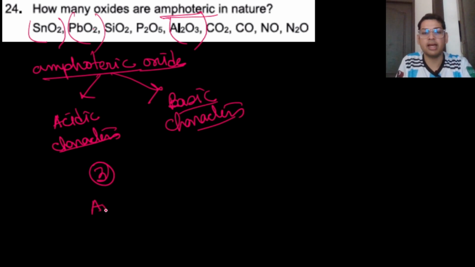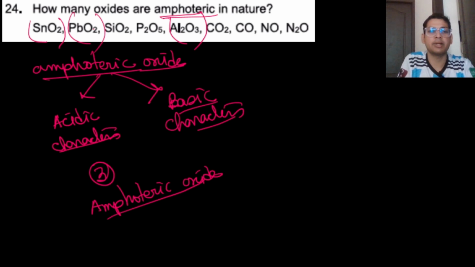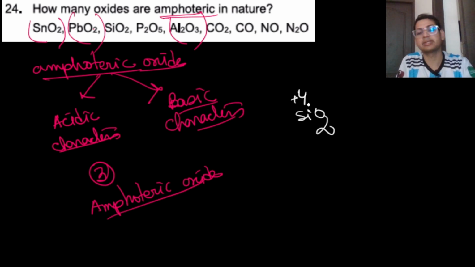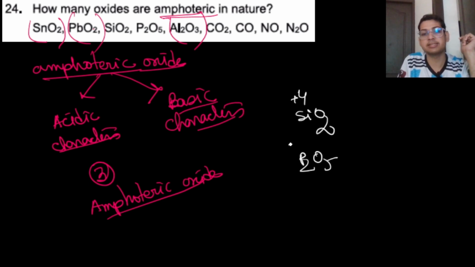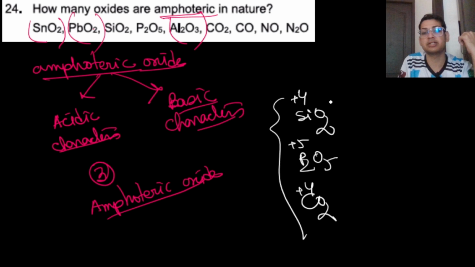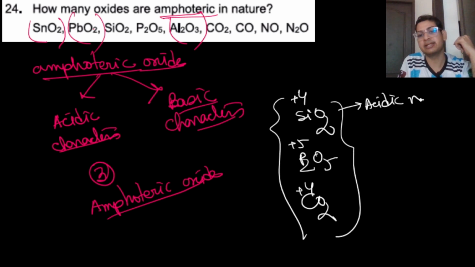These 3 are the amphoteric oxides. Sir, what about SiO2? You see, in SiO2, silicon is in +4, the highest oxidation state. In P2O5, phosphorus is in +5, the highest oxidation state. In CO2, C is +4, the highest oxidation state. And in the highest oxidation state, they show acidic nature.